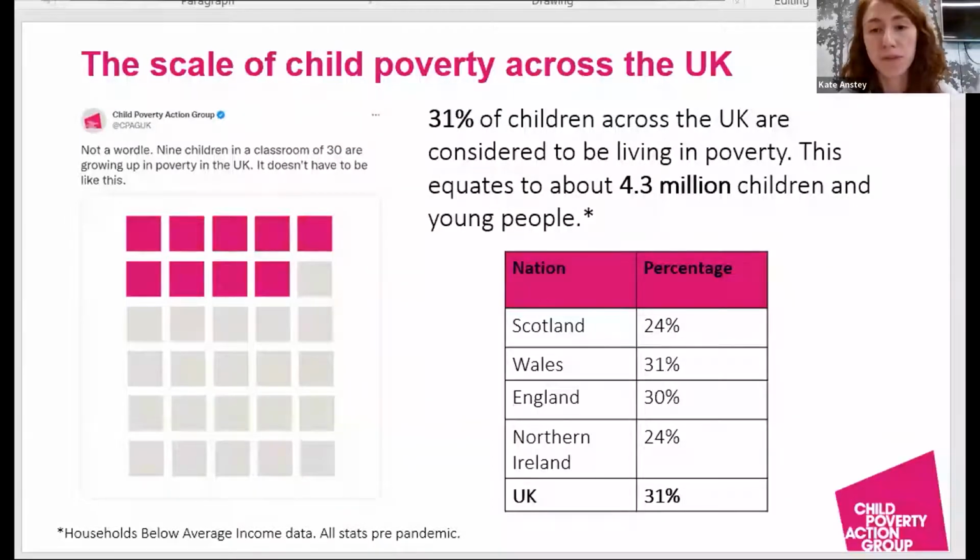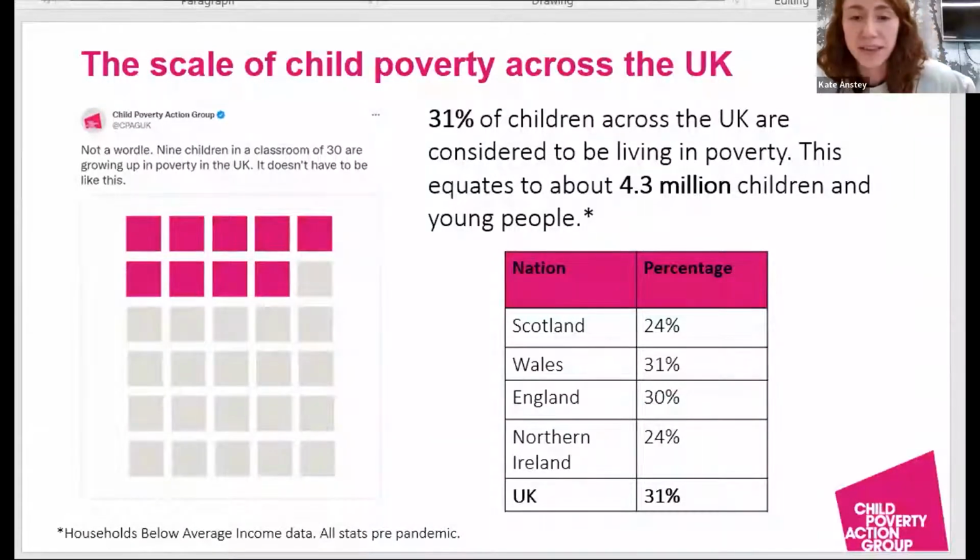So, the scale of child poverty in the UK at the moment. The current data that we have is all from pre-pandemic, so we don't have the stats from the last year. But looking at that pre-pandemic data, we're talking about 31% of children across the UK growing up in poverty. And that equates to about 4.3 million children.